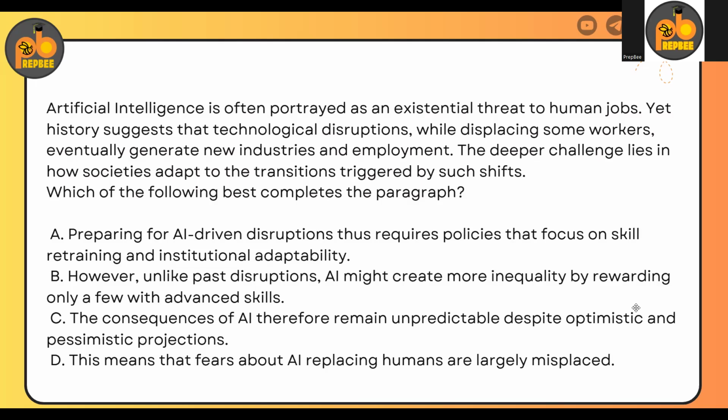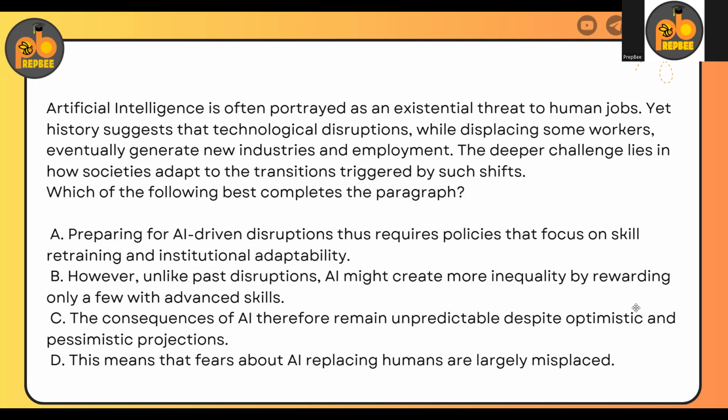Now, here is what we'll do. The para builds the argument that AI disruption is happening and the challenge of adaptation is key. Here, A extends it logically. It talks about focusing on skill retraining and adaptability. It sounds fine. So we'll keep in mind that maybe this can be the answer.